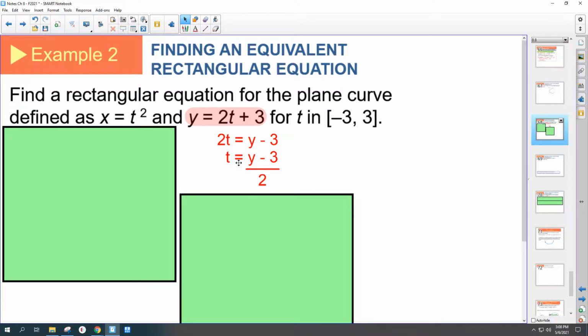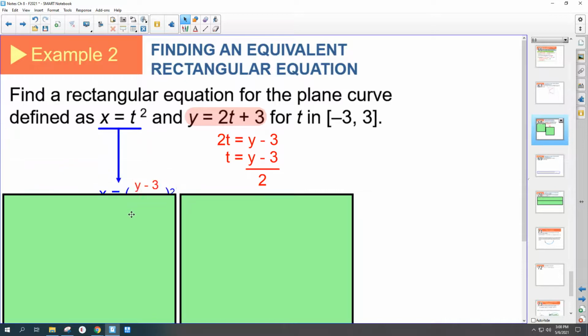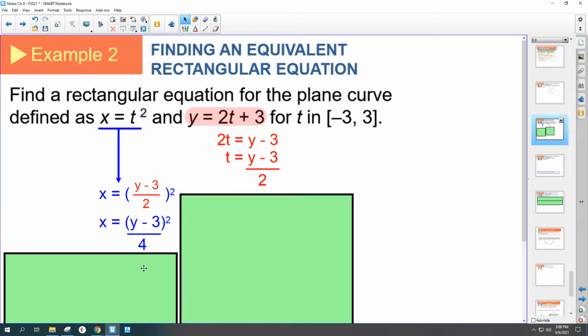I'm going to take that t, and I'm going to plug it into the other equation. So you take that other equation, and you plug your t value, y minus 3 over 2, in for the t in that equation. Clean it up, simplify, and that's what you've got. Now, let's think about what that is. Well, x equals y squared is a parabola. It's a sideways parabola.